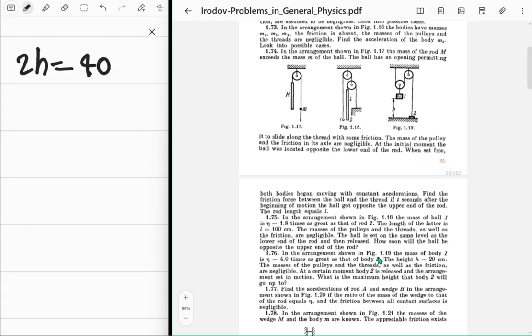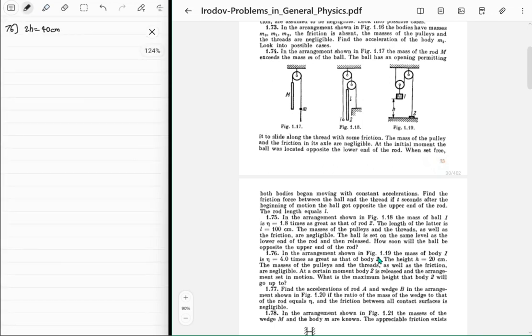I seriously don't understand where is the question in this. What am I missing? Why did they give us how many times it is of body 2 or anything? It's just such a simple... I mean, it's accelerating downwards. It's going to fall down, right? It won't go up at any moment. Then it's going to go up, right?